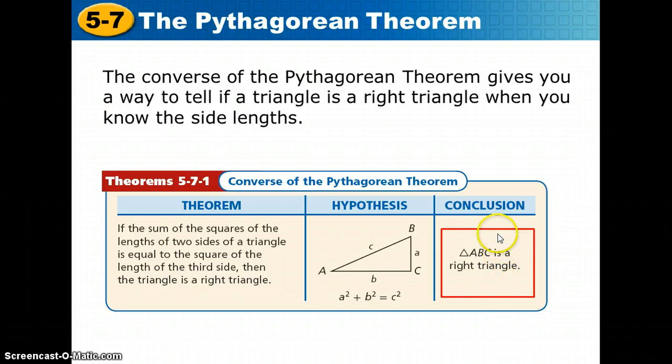All right, so this is the part you actually need to write in your notes. You've been given everything else here, but you need to write in the conclusion in this red box. If we know the side lengths of a triangle and they do satisfy this equation, meaning they make it true, then we can conclude it's a right triangle. If not, if a squared plus b squared does not equal c squared, then it's not a right triangle.